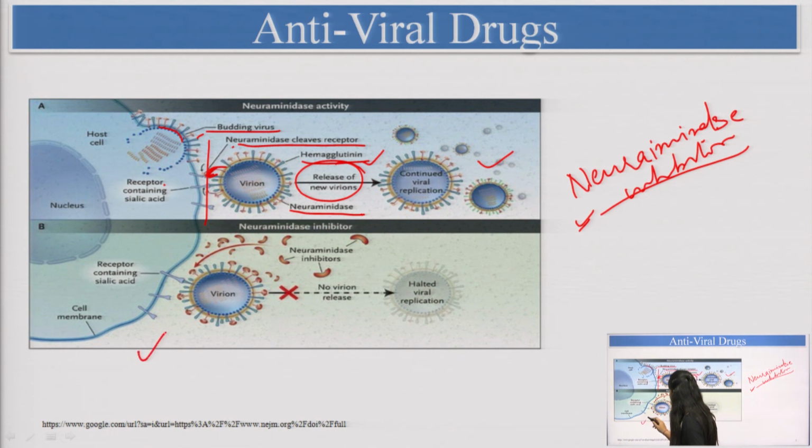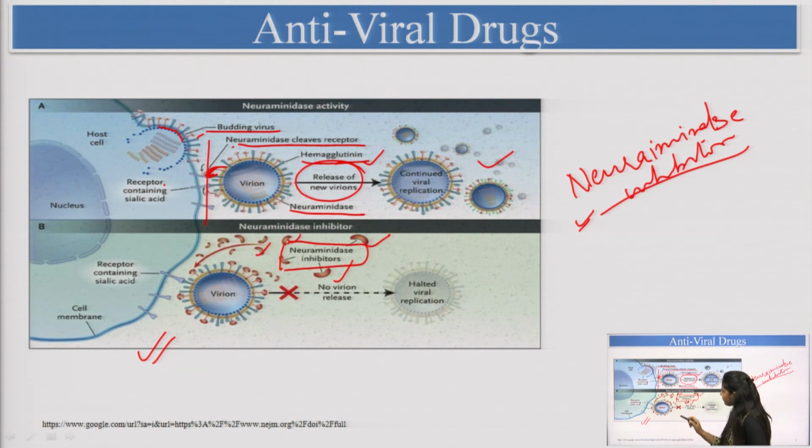Now, in the B part, you can see we have given neuraminidase inhibitors. These are the drugs. What will they do? They will go to this area, so neuraminidase will not be able to act on this step. Neuraminidase will not cause the cleavage between the host cell and the virion, so it will not come out of the cell. So there will be halted viral replication. These new virus particles formed in the host cell are not going to spread to the other cells. This is how we have halted the infection.